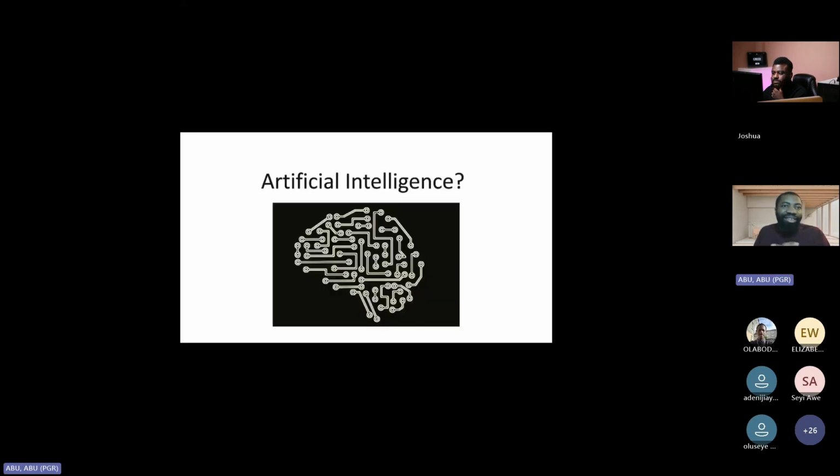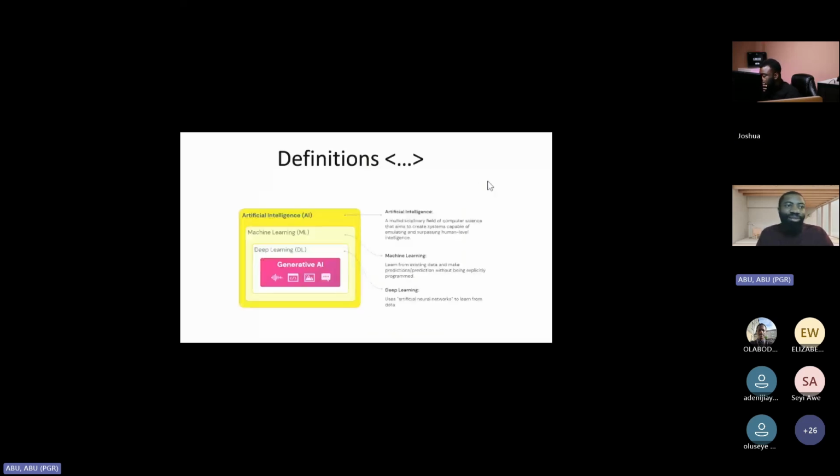So what exactly is artificial intelligence? I think this is a very complicated subject to discuss, because to be able to define artificial intelligence, you first need to define intelligence, which is a very complicated subject on its own. But we'll just look at some of the key broad definitions of AI. It's a multidisciplinary field of computer science, and the whole aim of AI is to see how we can emulate or surpass human level of intelligence. That's, I'll say, the definition of AI.